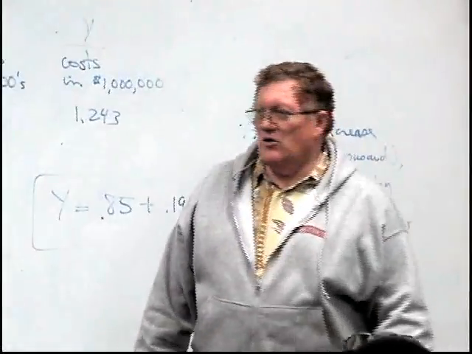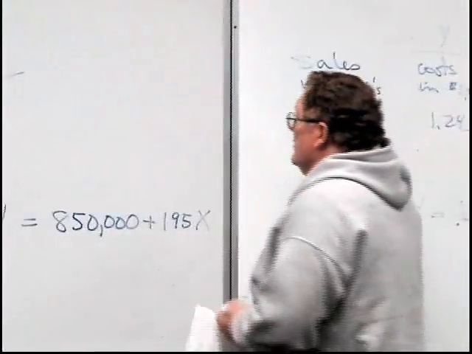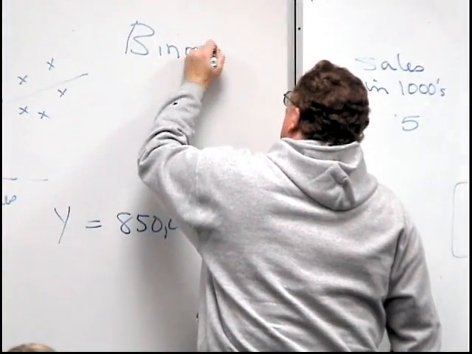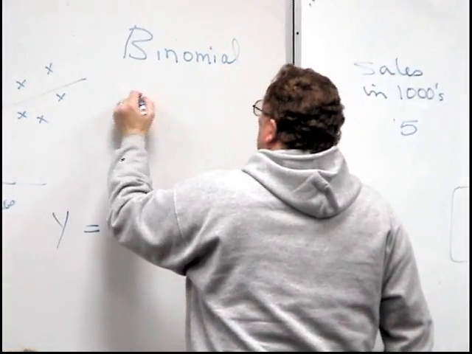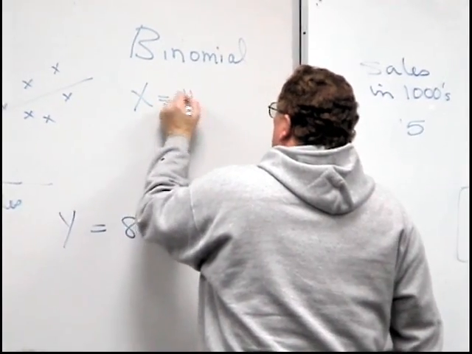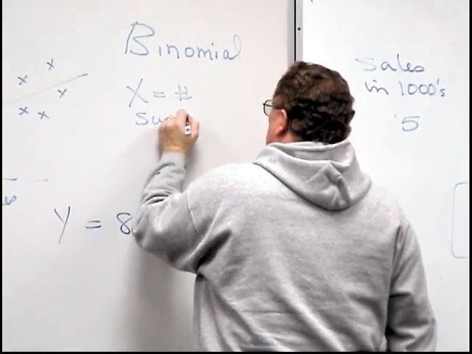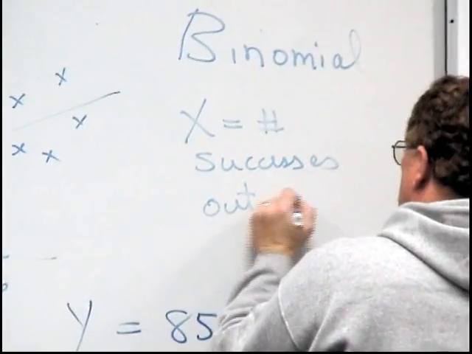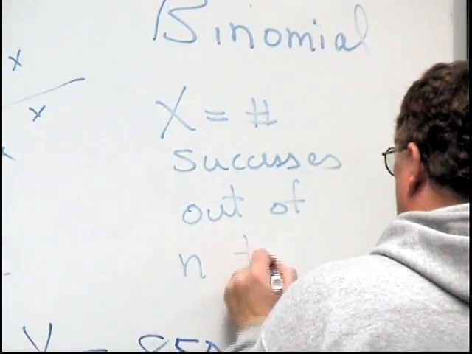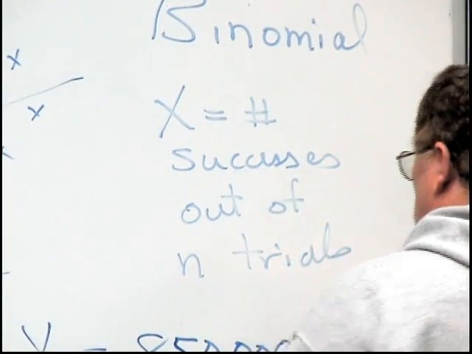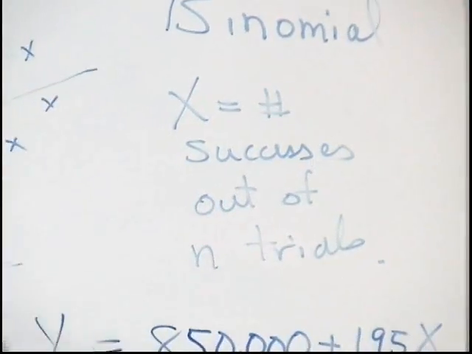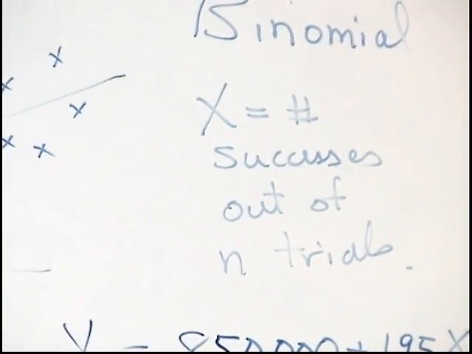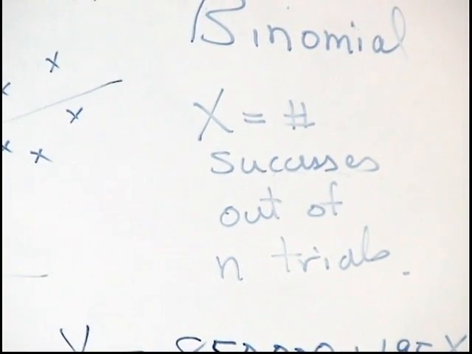So we use the binomial when we're counting the number of successes out of n trials. So part of it is recognizing when you should use a binomial, when you've got this thing like trials.